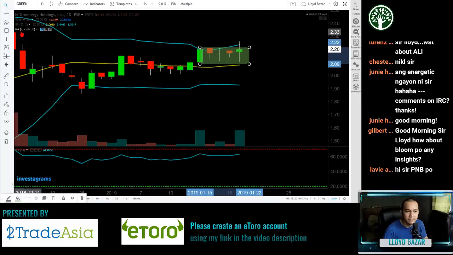Volume, this is backed up by volume. Ang ganda ng volume ng green. So, most probably, it's gonna break out. But, wait for the breakout. Yan. So, pwede yan sa green. Just wait for the breakout.